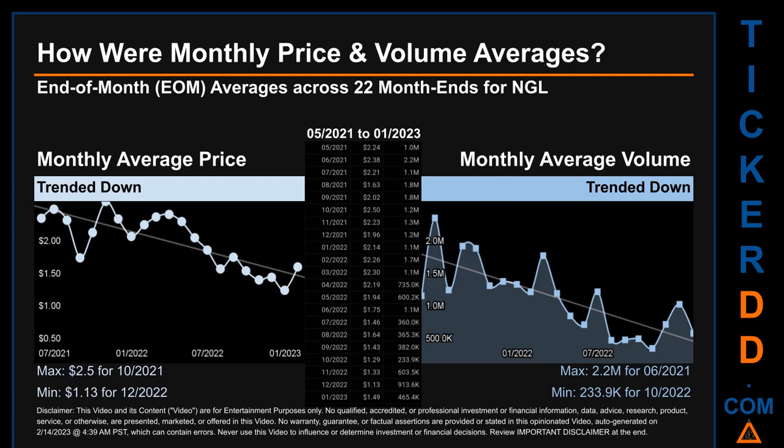How were price and volume averages for NGL? Across 448 trading days, there were a total of 22 month ends, of which monthly averages for daily price and volume were calculated. Overall, monthly price average trended down while monthly volume average trended down. The maximum end of month average price was $2.50 for 10 2021 while the minimum was $1.13 for 12 2022. Looking at volume, 06, 2021 and 10 2022 respectively saw the highest and lowest monthly average volume at 2.2 million and 233.9 thousand.